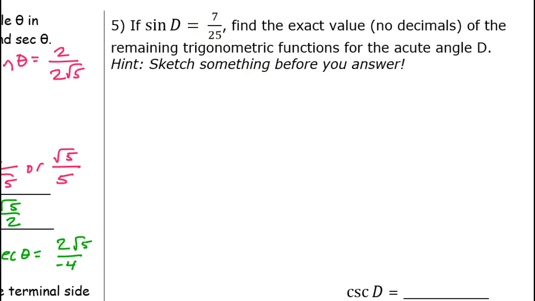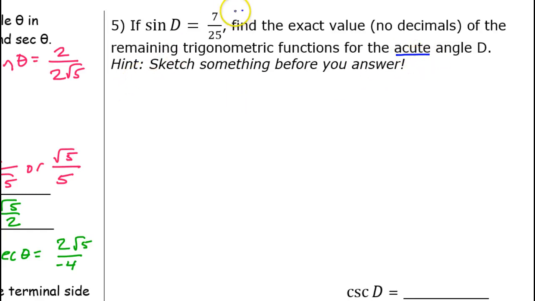Alright, problem number 5 again is very similar. The sine of some angle D is 7 over 25. Find the exact value of the remaining trig functions for the acute angle. So they're letting us off the hook. By saying it's an acute angle, that means we can just use the reference angle.